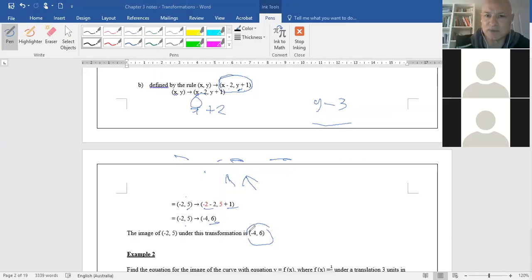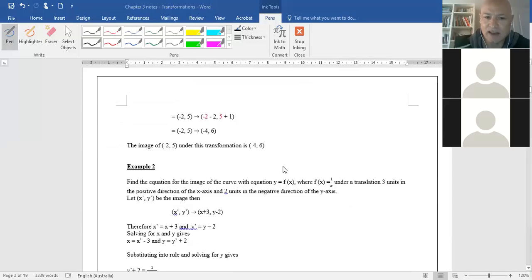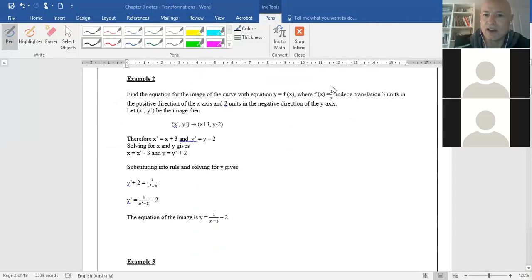Now they're easy, they're just points. That's not hard. Let's look at when we have a function, and we have to find the image of this function under these transformations. In this case, they're only translations.